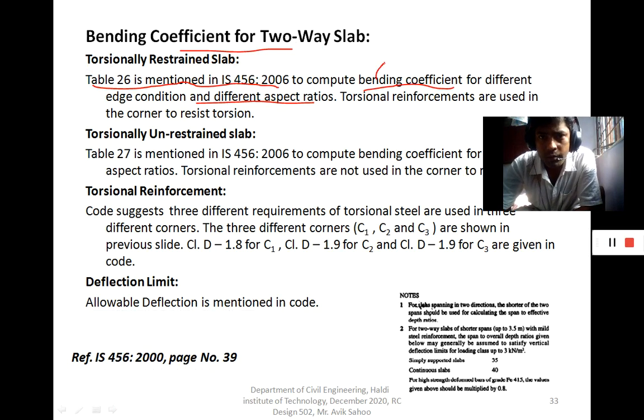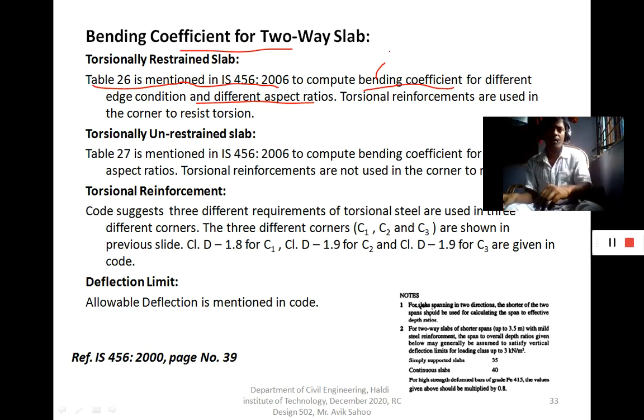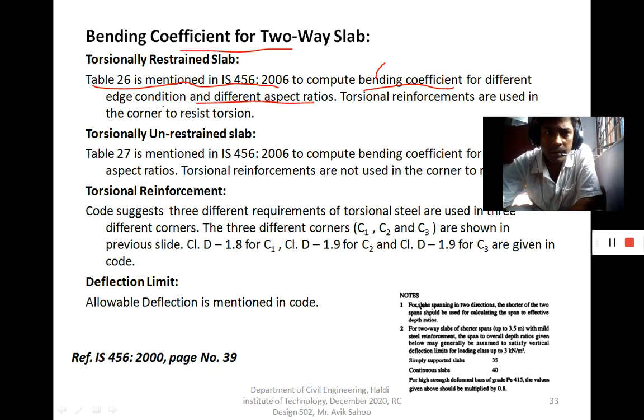So this coefficient depends on different edge conditions, different boundary conditions, and depends on Ly by Lx and the boundary condition or edge condition. This coefficient depends on boundary condition and aspect ratio.